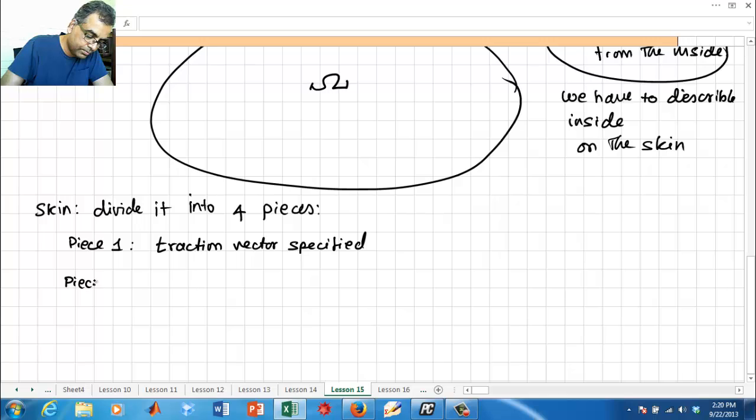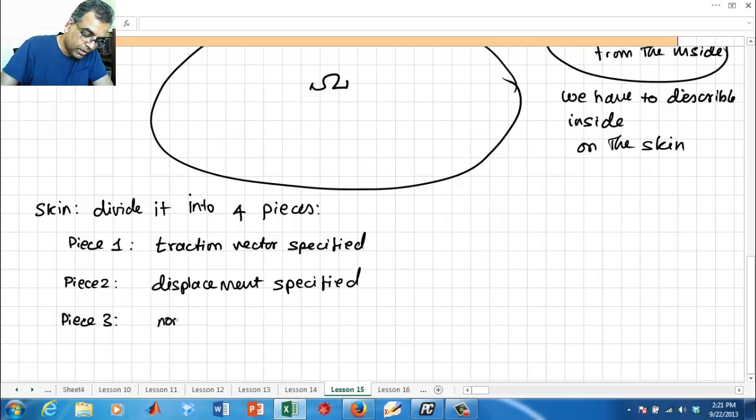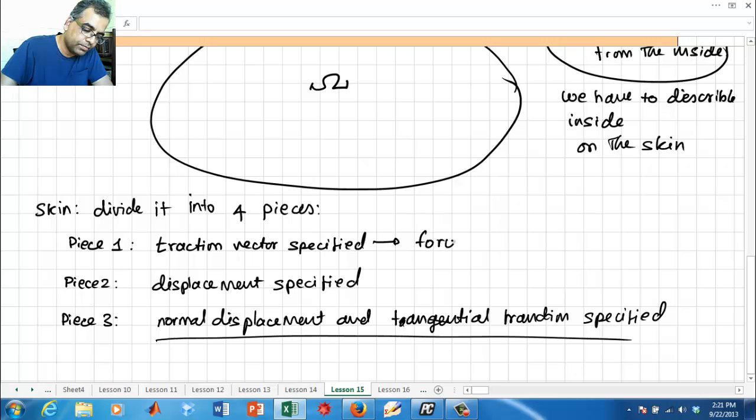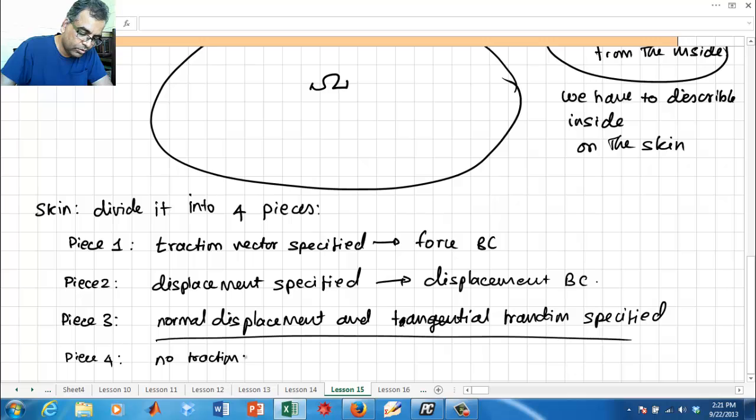Piece 2, displacement specified. Piece 3, normal displacement and tangential traction specified. This is usually called the friction boundary condition. This is called force boundary condition. This is called displacement BC. And piece 4, no tractions. This is usually called free boundary.